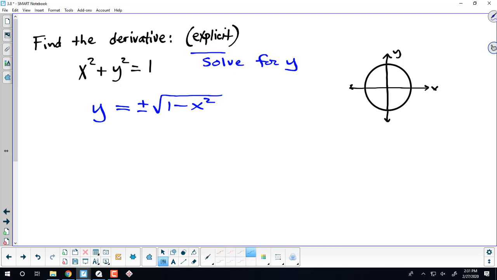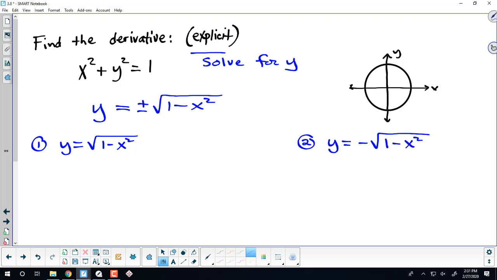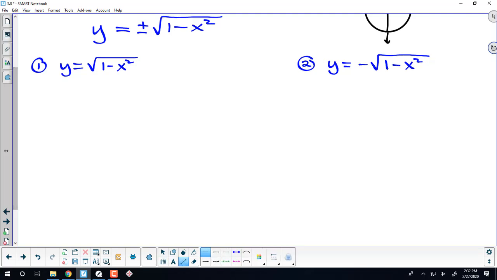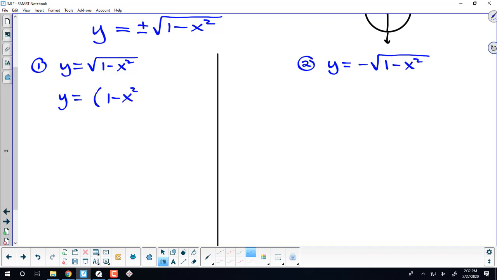But the issue with this is there are two different representations for y. One, y is the square root of 1 minus x squared, and the other, y is the negative square root of 1 minus x squared. In order to take the derivative of y equals the square root of that quantity, we're going to think about it as 1 minus x squared to the power of 1/2, and then use our chain rule.